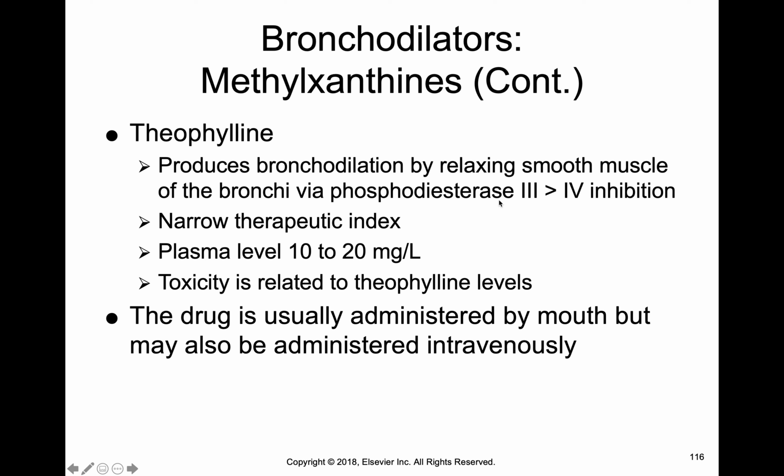But they do inhibit phosphodiesterase 3, and to some degree phosphodiesterase 4, which increases cyclic AMP, which then causes more muscle relaxation of the bronchioles. And the golden rule is to keep that theophylline level between 10 and 20 milligrams per liter. And certainly if you go over this, it can get toxic and dangerous.